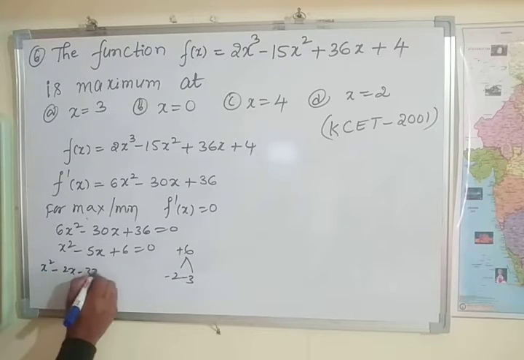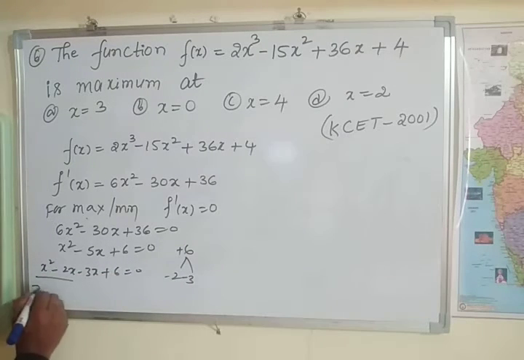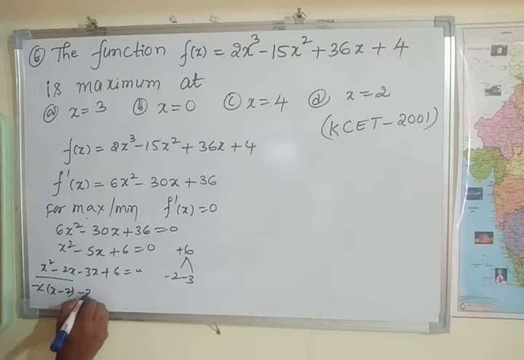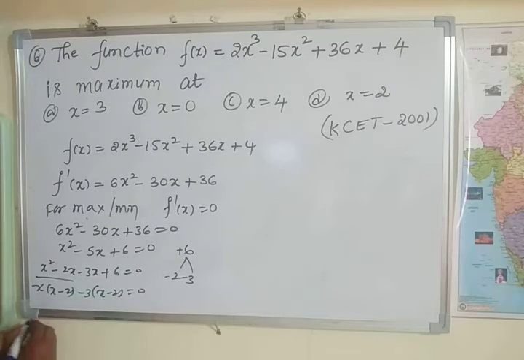Or you can write x square minus 5x plus 6 equals 0. Here x is common: x minus 2 minus 3 of x minus 2 equals 0. Say x minus 2 is 0, we get x equals 2. Another one is x minus 3 is 0, x equals 3. 2 comma 3 are the roots of this equation.